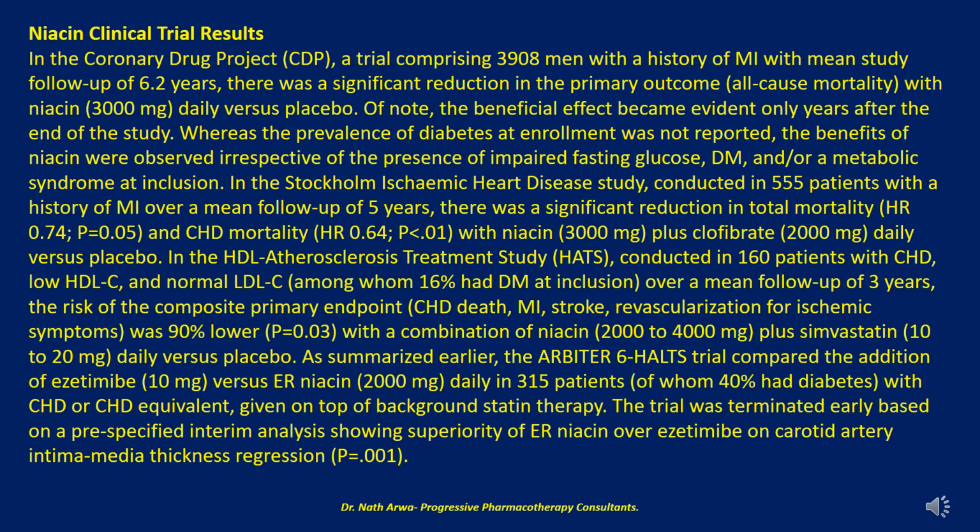In the Stockholm Ischemic Heart Disease Study, conducted in 555 patients with a history of myocardial infarction over a mean follow-up of 5 years, there was a significant reduction in total mortality, hazard ratio 0.74, with a p-value equal to 0.05, and coronary heart disease mortality, hazard ratio 0.64, with a p-value less than 0.01, with niacin, dosed at 3,000 mg, plus clofibrate, dosed at 2,000 mg, daily versus placebo.